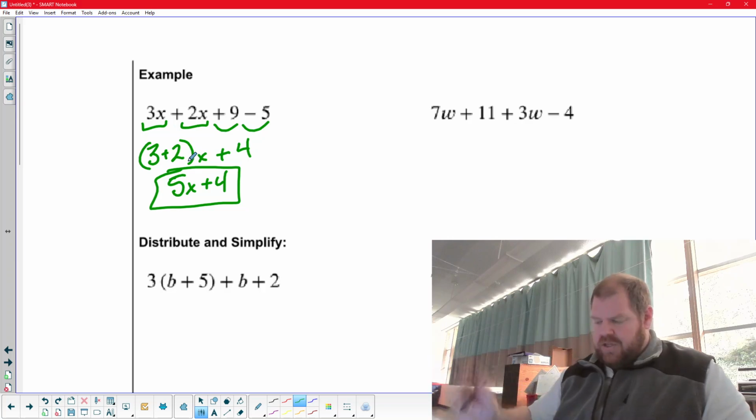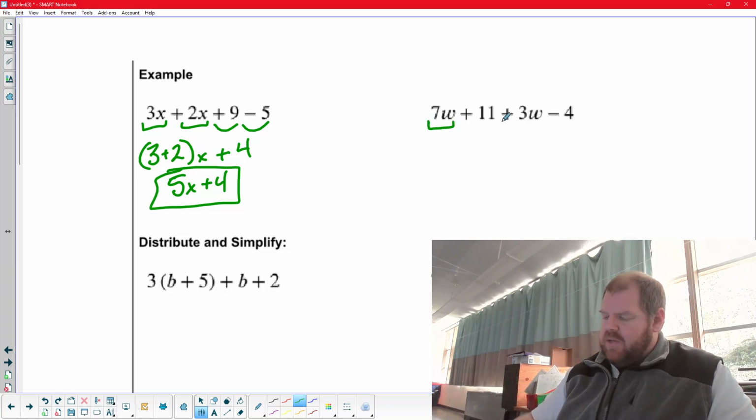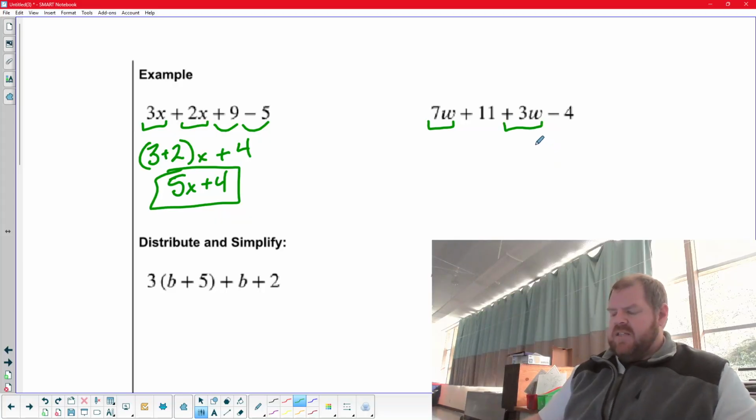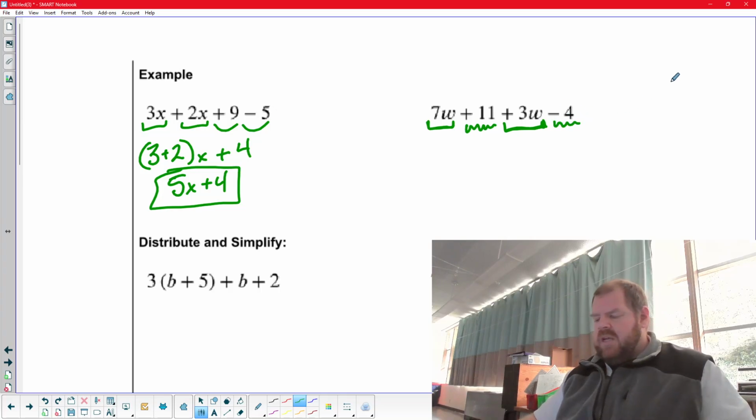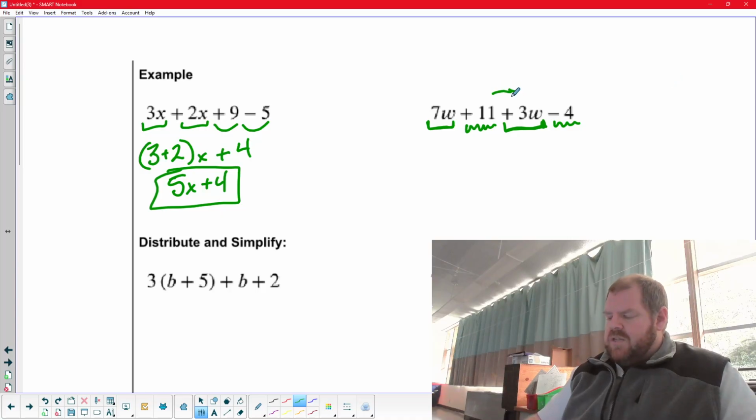Now, we are trying to stay with all of our rules here, but I do like to go through first and find things that are like terms. You might notice that I'm underlining them differently just to give myself an idea of what I need to combine. Sometimes I'll use this little square underline, sometimes a little squiggly underline, just something that helps me keep things a little bit straighter. Since they're not right next to each other, I'm going to make them right next to each other using the distributive property. 7w plus 3w plus 11 and my minus 4.